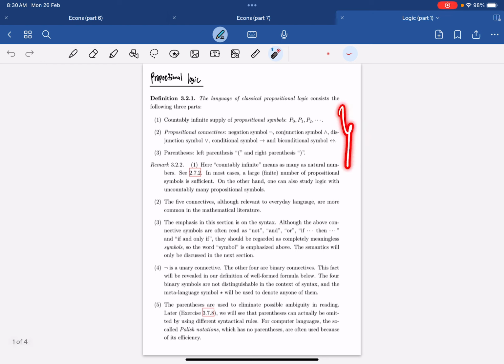So what does it mean to be a language? A language is just like a syntax and the grammar behind it. So it should only be regarded as symbols and nothing else, and the meanings will be discussed in the future. The negation symbol is known as a unary connective, and the others are binary connectives.